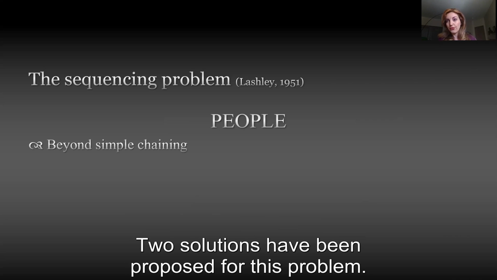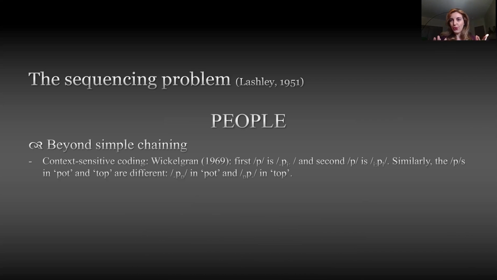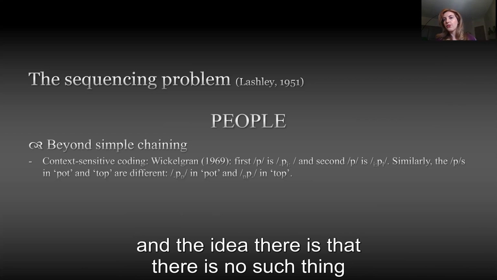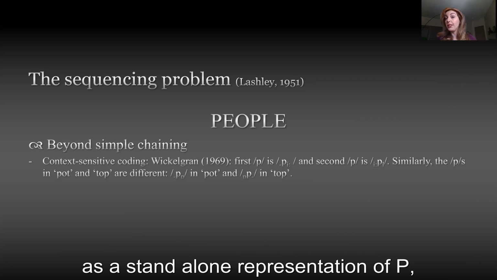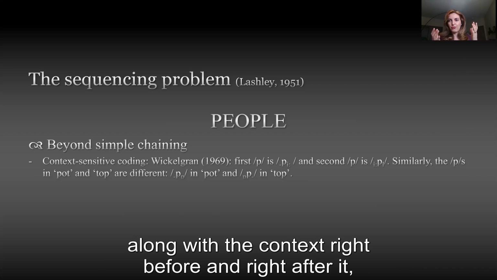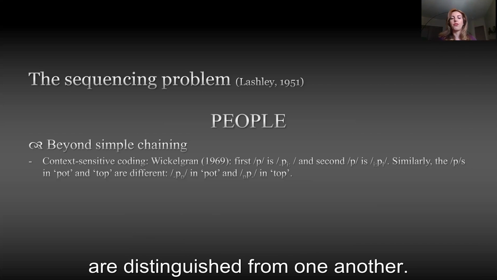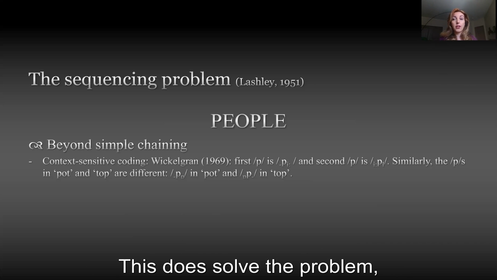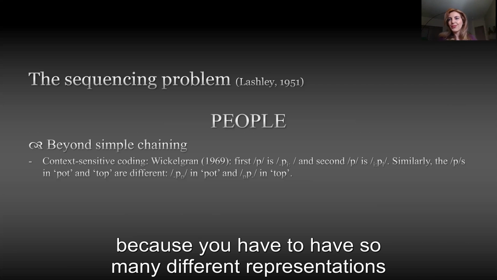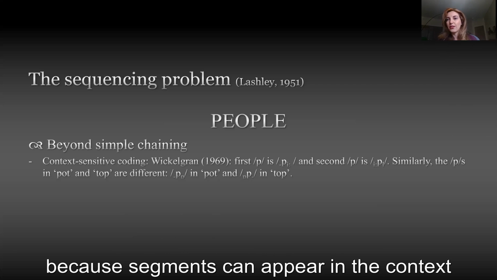Two solutions have been proposed for this problem, one of which is context-sensitive encoding. The classic example of this are Wickelgren features. The idea there is that there is no such thing as a standalone representation of P. Instead, P is always represented along with the context right before and right after it. And that's how the two P's in a word like people are distinguished from one another. This does solve the problem, but it's computationally pretty expensive because you have to have so many different representations in order to represent all the words in the lexicon, because segments can appear in the context of many different segments.